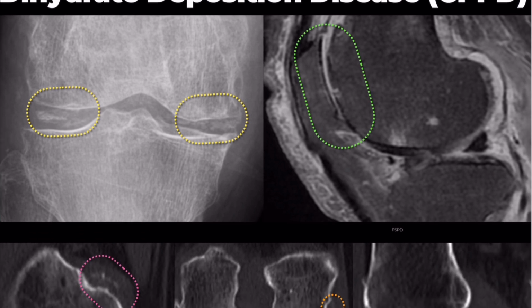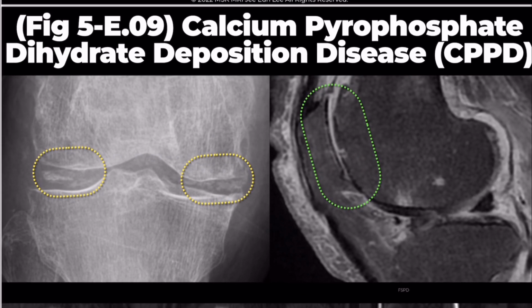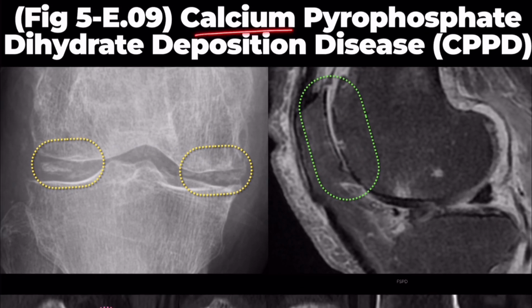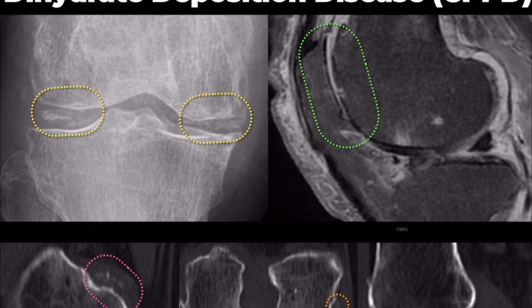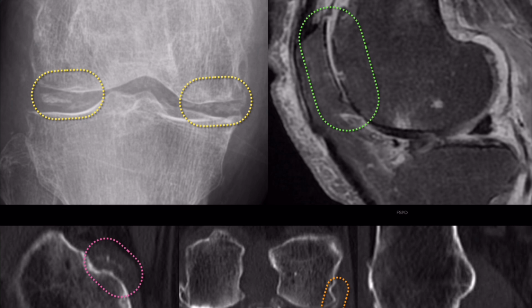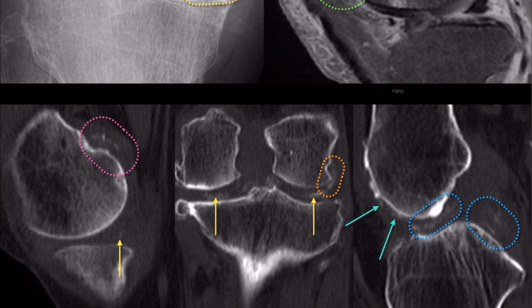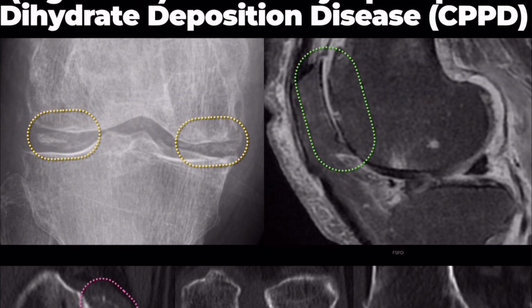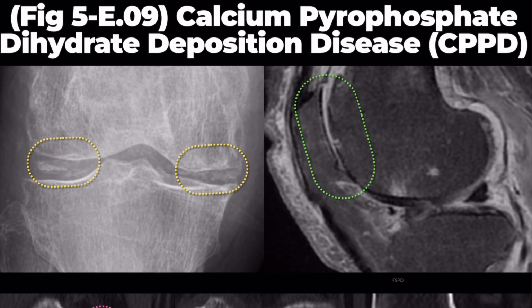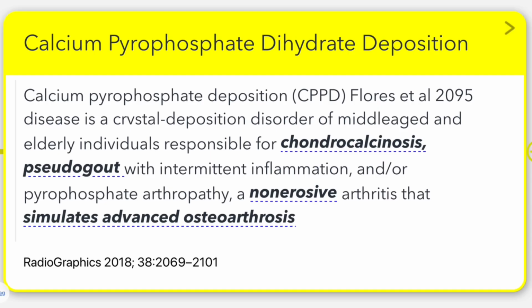Today, I will discuss calcium pyrophosphate dihydrate deposition disease, commonly known as CPPD. This condition is a crystal deposition disorder that primarily affects middle-aged and elderly individuals. It is responsible for various conditions such as chondrocalcinosis, pseudogout with intermittent inflammation, and pyrophosphate arthropathy, a type of non-erosive arthritis that mimics advanced osteoarthritis.